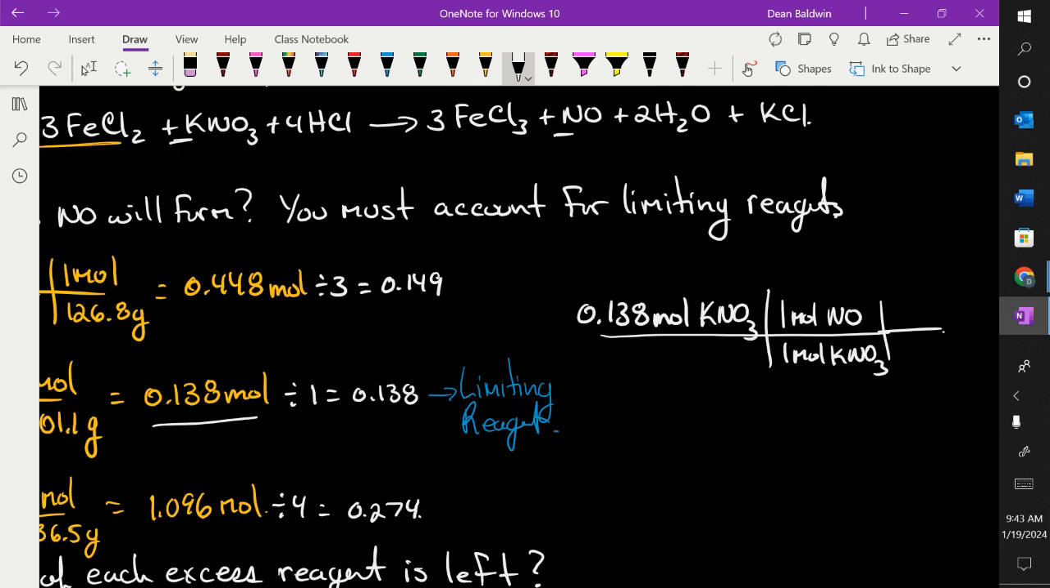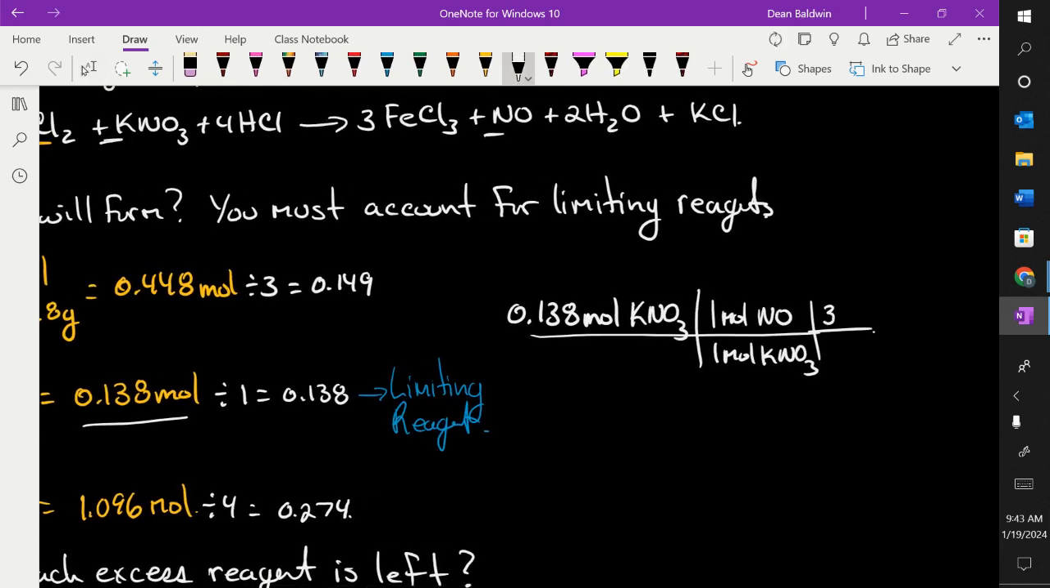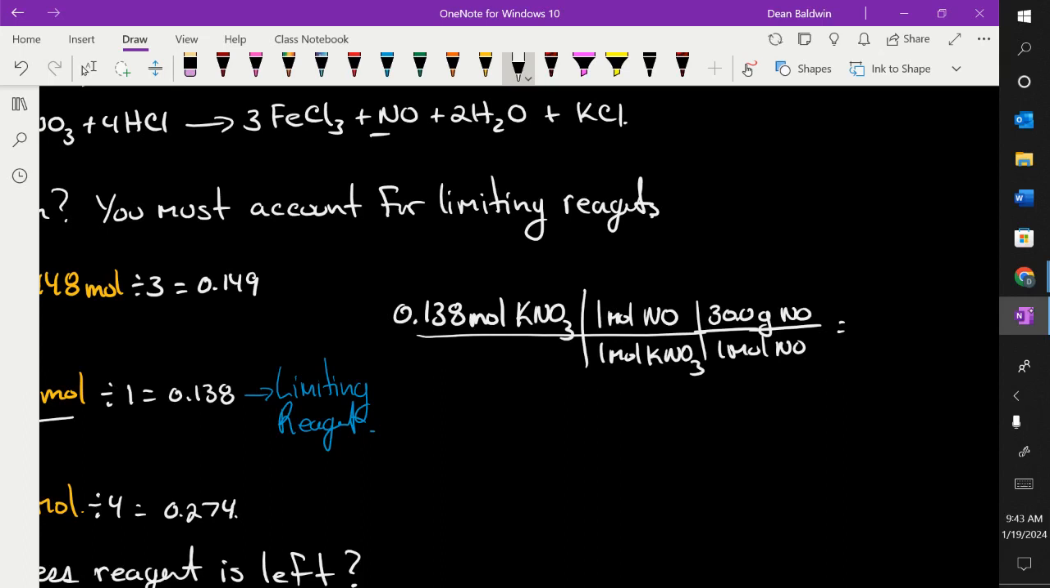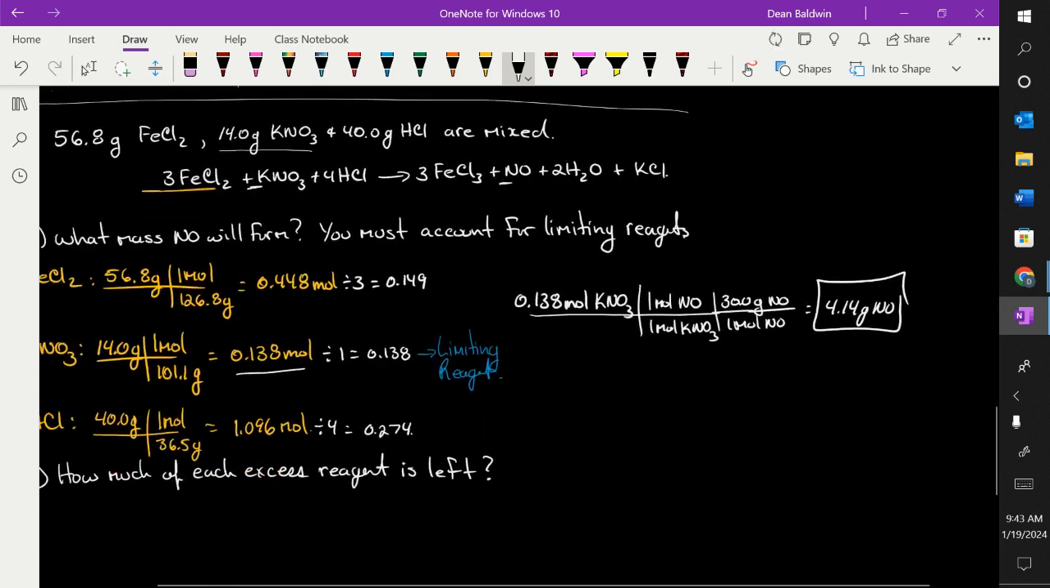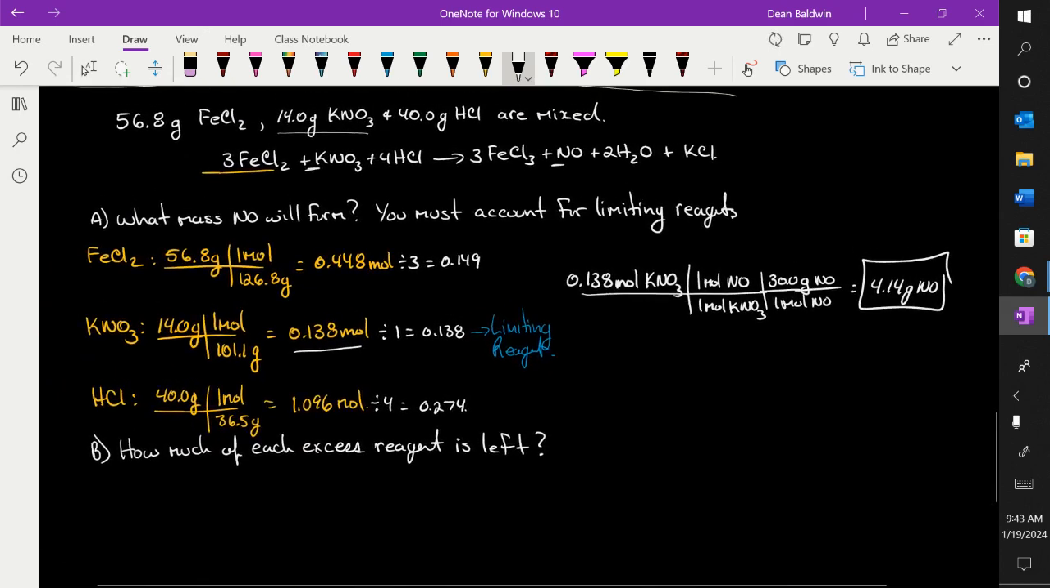And I want to know how much, so how many grams. Nitrogen oxide weighs 30 grams per mole. So then you just multiply those across and you're going to get 4.14 grams, so 4.2 or whatever you round to. Is that okay? Yes? Okay. Part 2 of the equation. How much of each excess reagent is left over?